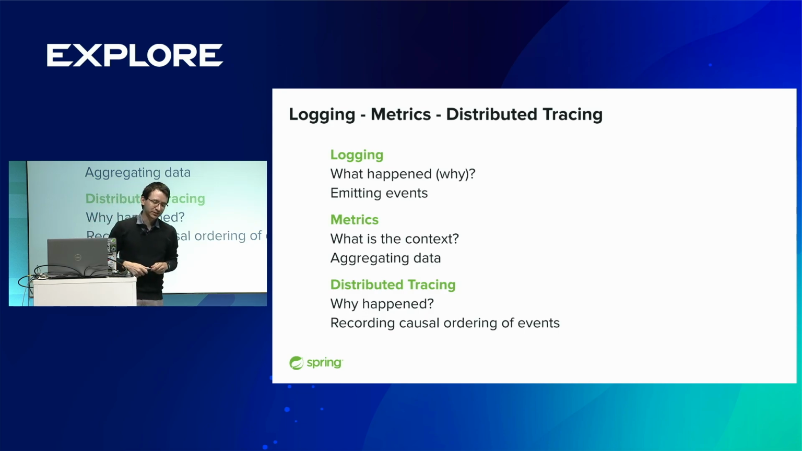And metrics, on the other hand, can answer the question: what is the context of these events? And it does it by aggregating a bunch of data, and you can get statistics out of these. And distributed tracing, the third one, can answer the question of why that thing happened in your application by recording these events with causal ordering.